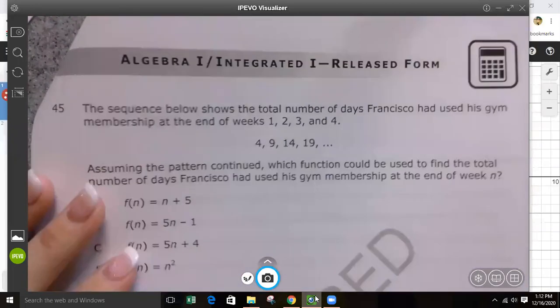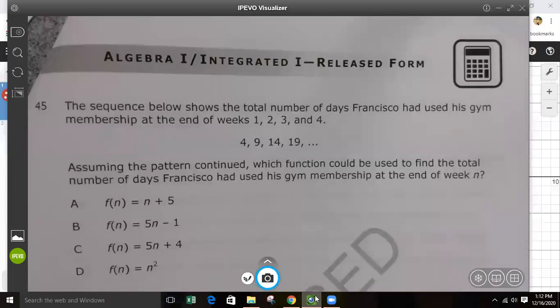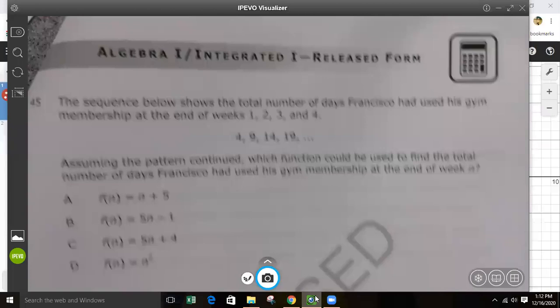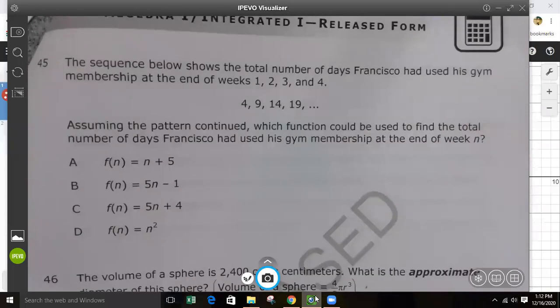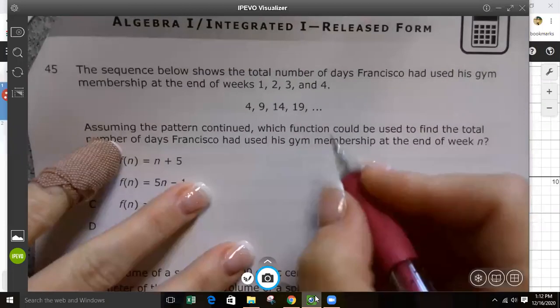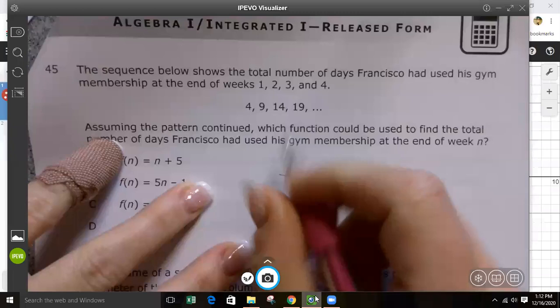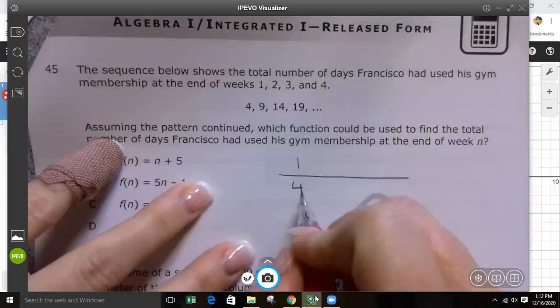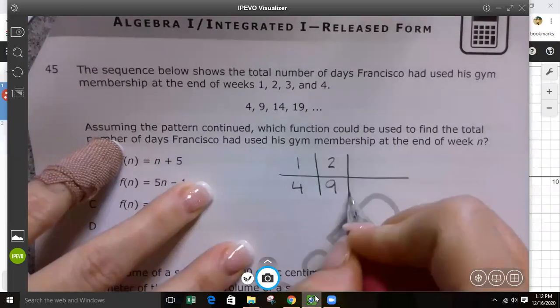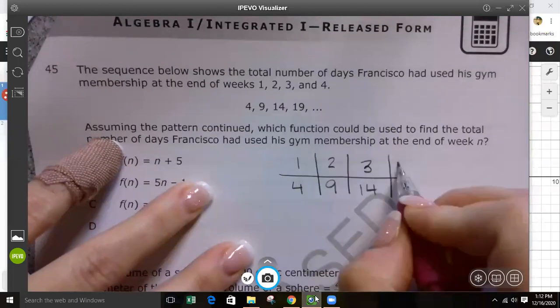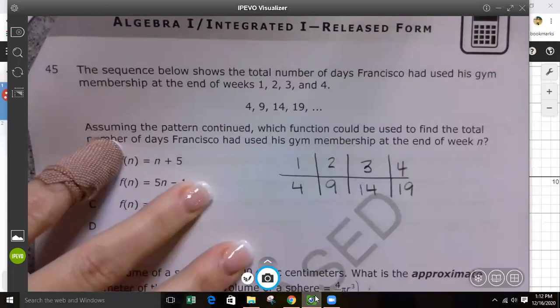45 says the sequence below shows the total number of days Francisco has used his gym membership at the end of 1, 2, 3, and 4 weeks. Assuming the pattern continued, which function could be used to find the total number of days Francisco had used his gym membership at the end of the week? All right, so here's the chart you have right now. 1, 4, 2, 9, 3, 14, and 4, 19.